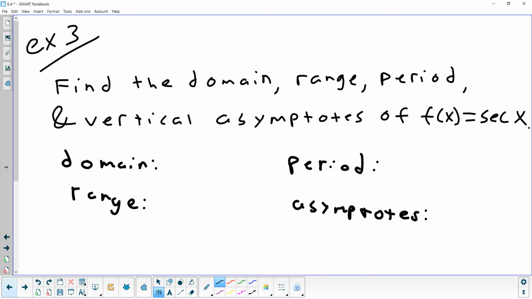Well, let's start with the period. That's probably the easiest one. And you need the period to do asymptotes. So you probably want to do the period first. All right, what's my formula to find the period of secant? David? 2 pi over b. Yep, 2 pi over b. And what's b in this case?